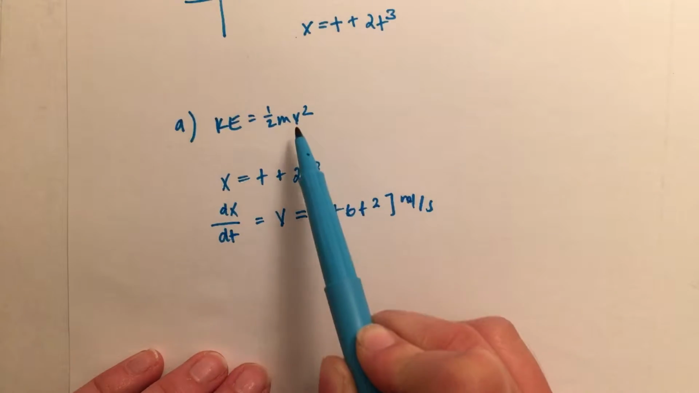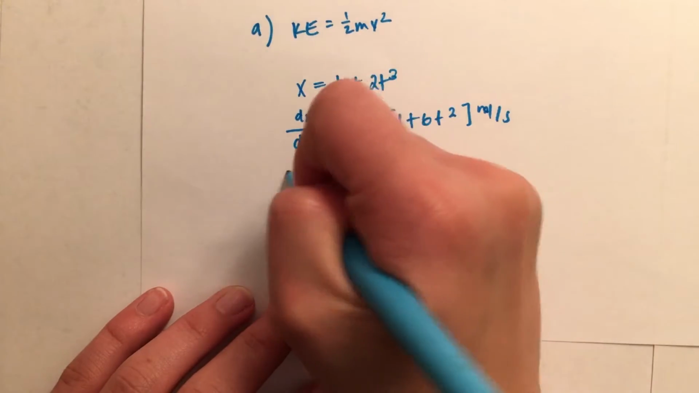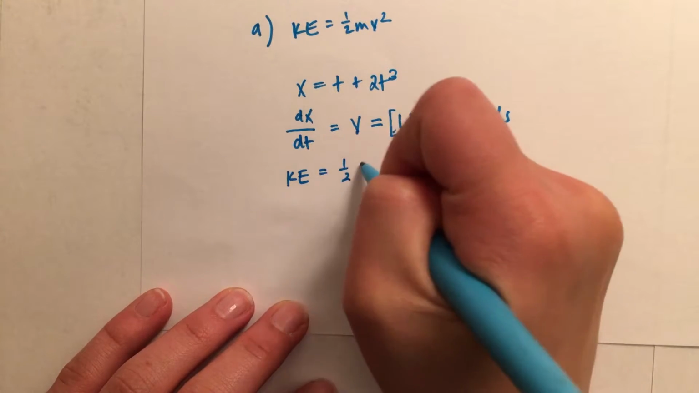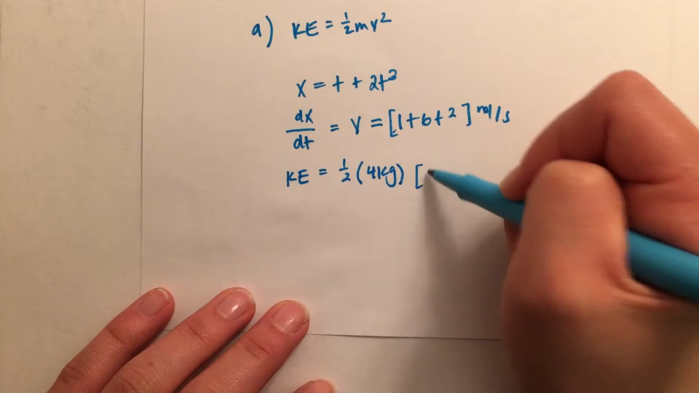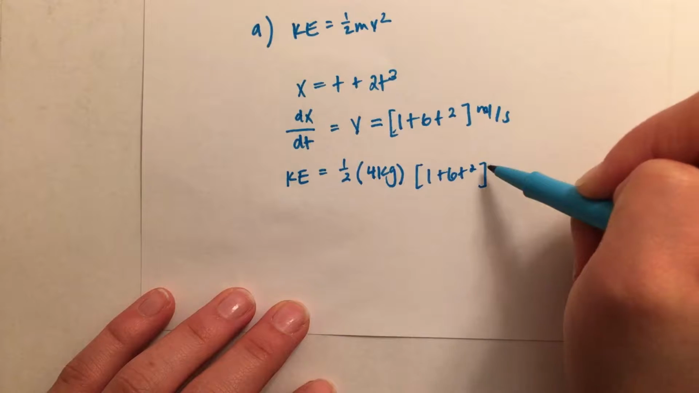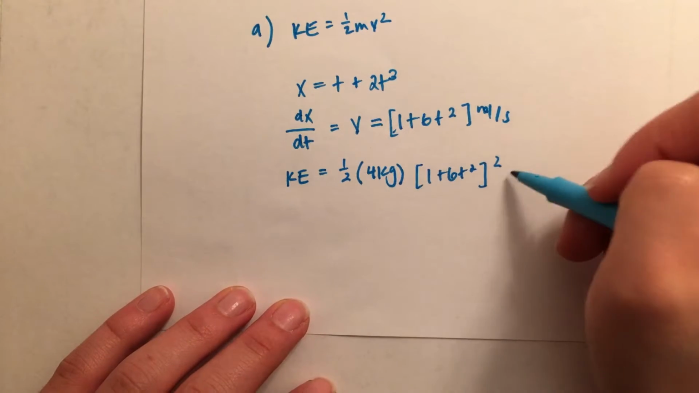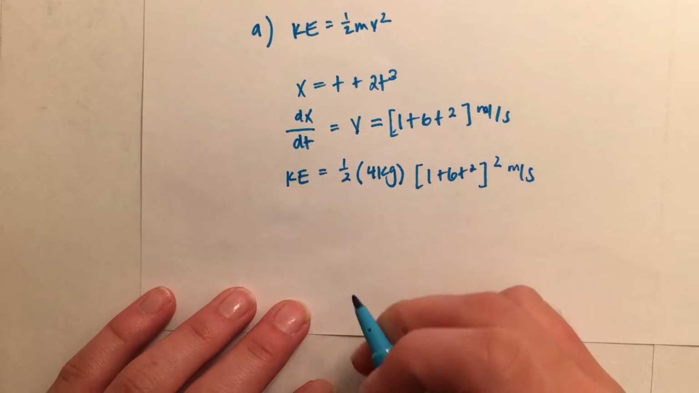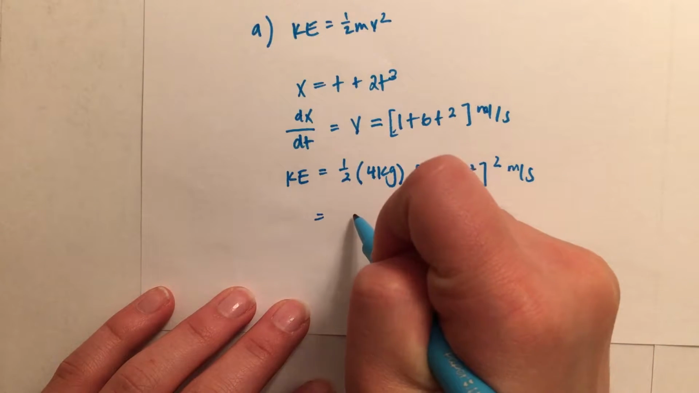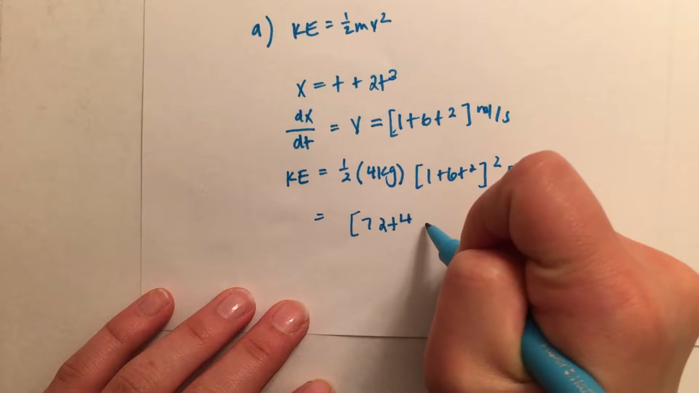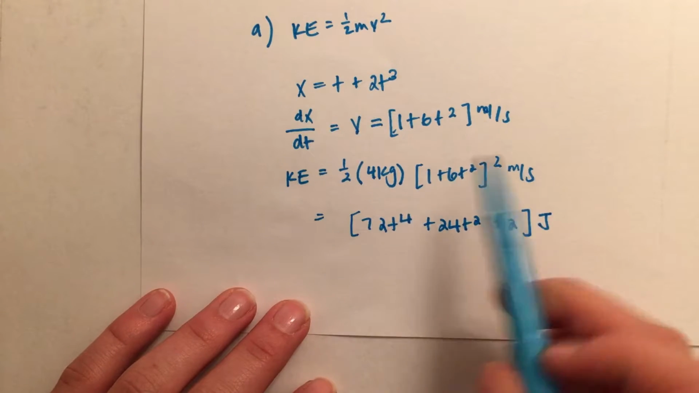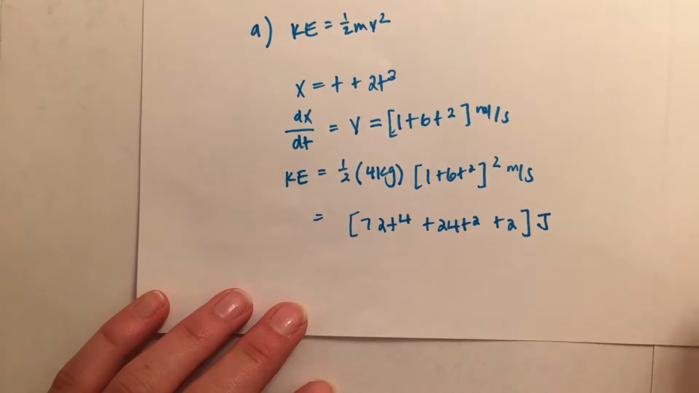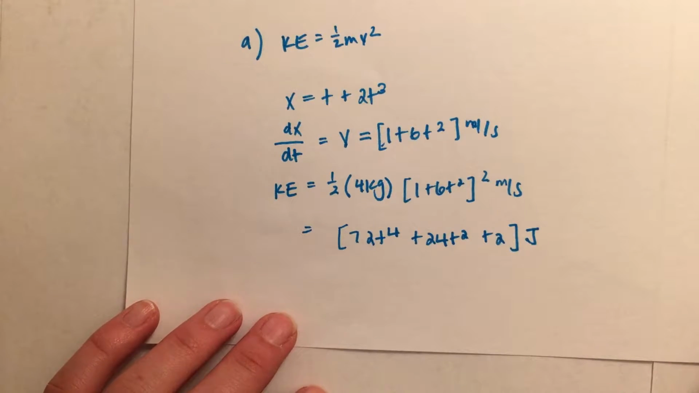Alright, so we can take this velocity and put it in here to find our kinetic energy. So kinetic energy equals 1/2 times 4 kilograms times v squared, so (1 plus 6t squared) squared, in meters per second. Calculate that, and it'll be 72t to the 4th power plus 24t squared plus 2 joules, since kinetic energy is in joules.